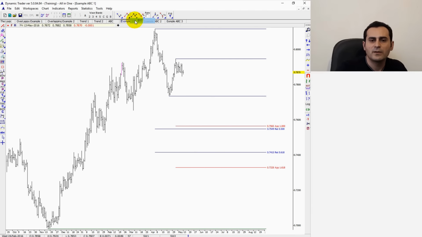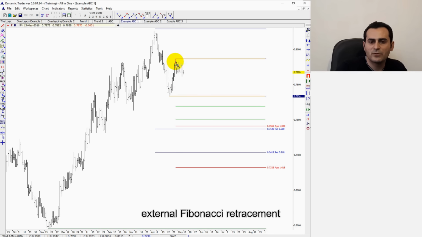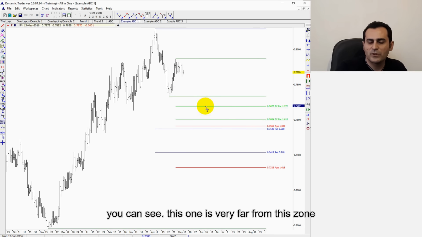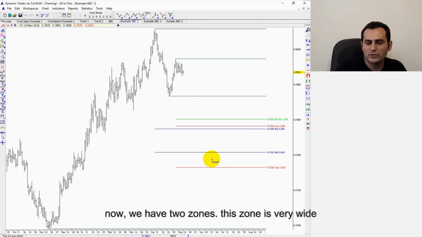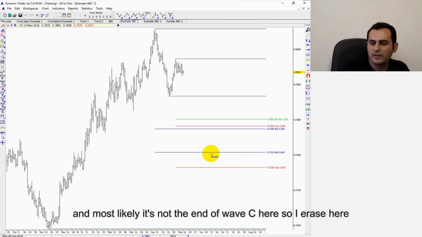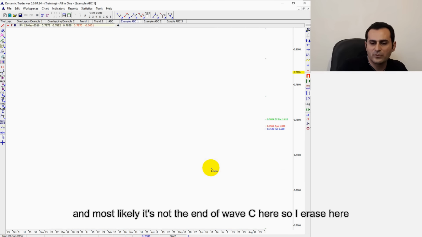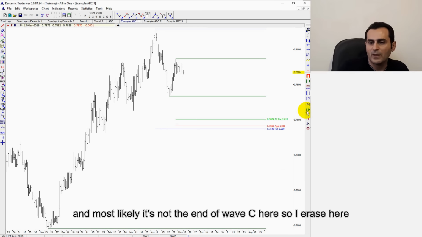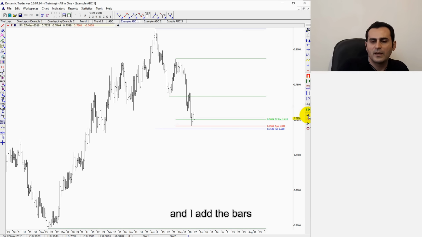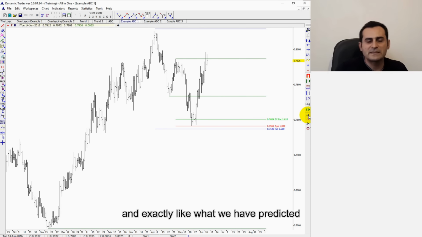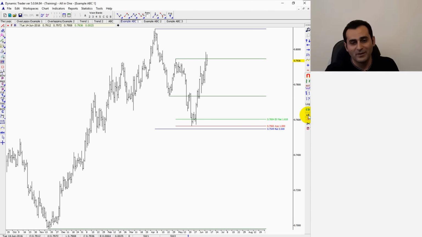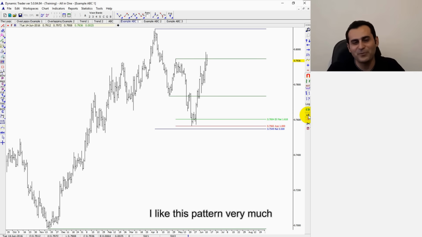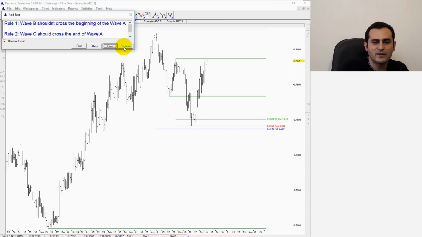And the last one, external Fibonacci retracement. You can see this one is very far from this zone. Okay. Now we have two zones. This zone is very wide, and most likely it's not the end of wave C. So I'll erase here and add charts. And exact like what we predicted. It's very predictable, you know, it's awesome. Like I like this pattern very much. And you can see it's not this one.